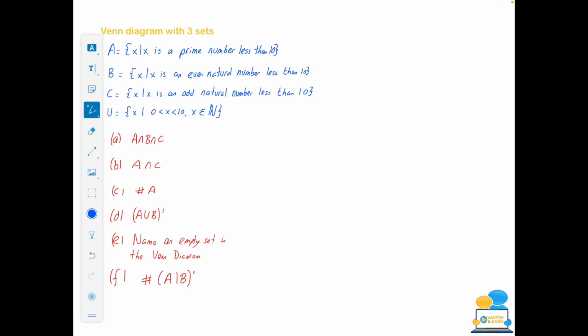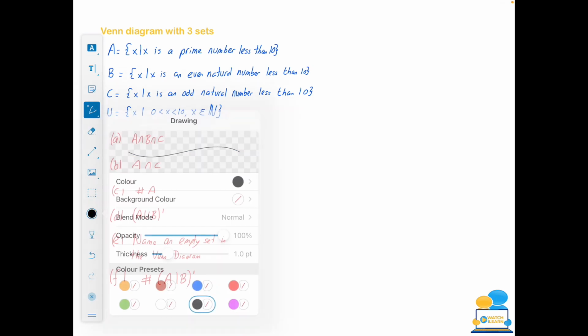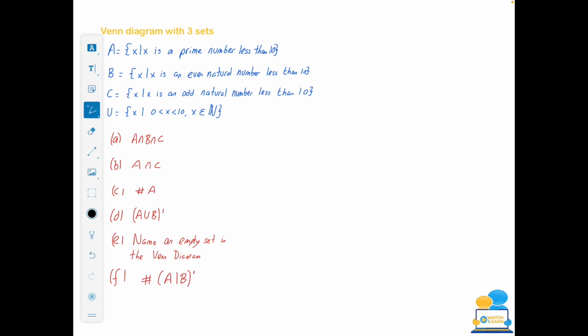So this is our first question with 3 sets. Okay, now it's not much more difficult. We're going to do exactly the same thing. So we're going to write down our sets with our lists of numbers, we're going to draw our Venn diagram, and then we're going to answer our questions. Okay, so the way this is written out is different.